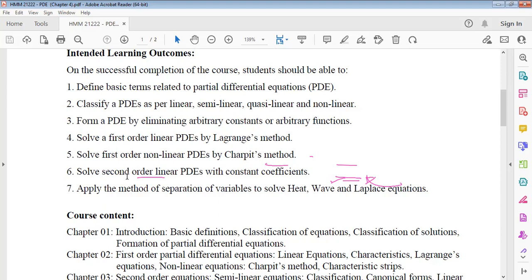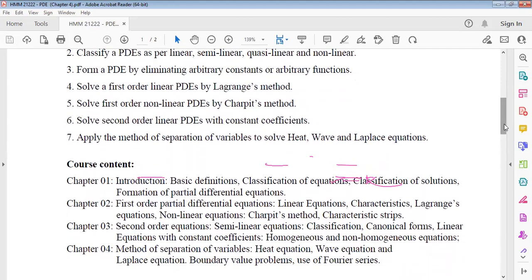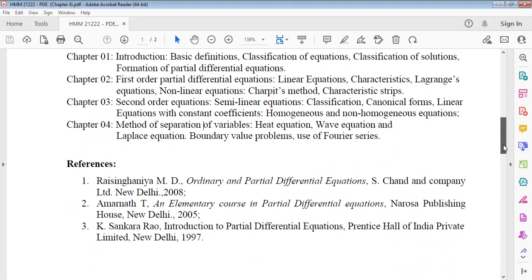In our earlier section, we also solved second order linear PDEs, choosing homogeneous equations with constant coefficients. Now the last part applies the method of separation of variables to solve the heat, wave and Laplace equations. This is our final part. Hopefully we have this lecture and one more lecture. I will hopefully finish everything within these two lectures, and then we can have our exams. So we have almost finished our course.